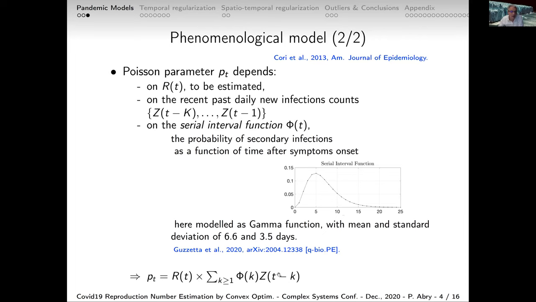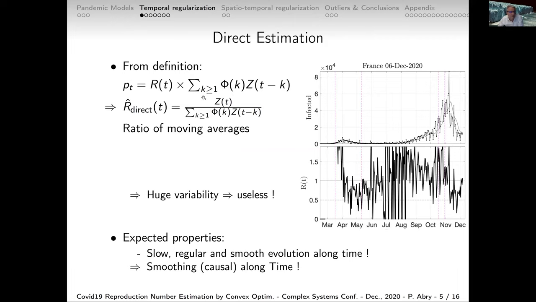When you look at this Poisson parameter, it gives you the very simple idea to make the estimation. You will say that the estimation of R is just the number of daily infections that you find today divided by this time average here. This estimator is not a surprise. It can be directly derived from a conditional mean, and it's basically a ratio of moving averages, except that here the fast average is just one day. And the slow average is not chosen at random, but it's given by this function phi, which contains the key ingredient from the epidemiologist.